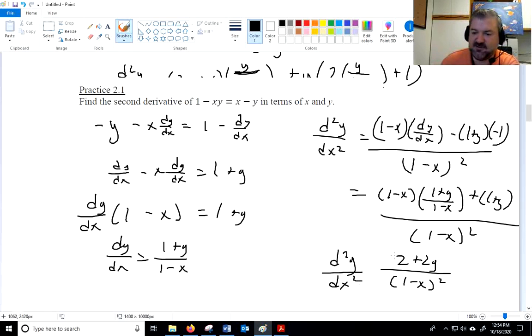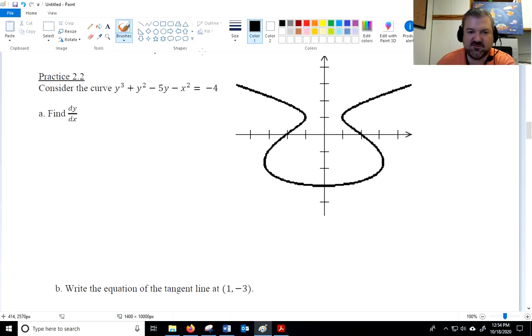But I didn't ask you to simplify. I did ask you to replace the dy dx, though. All right, let's practice on this one. Consider this curve: y cubed plus y squared minus 5y minus x squared equals negative 4. First, cool graph, right? Let's find the dy dx.